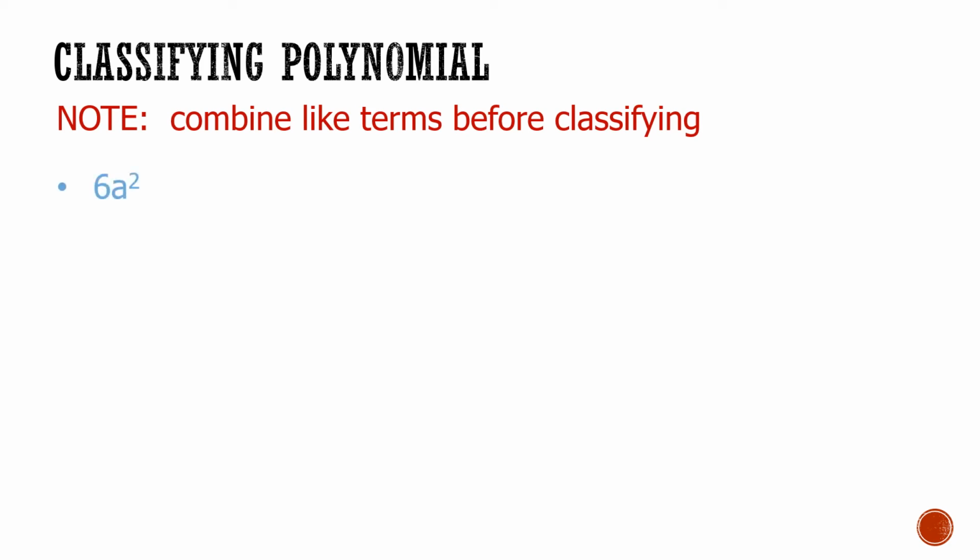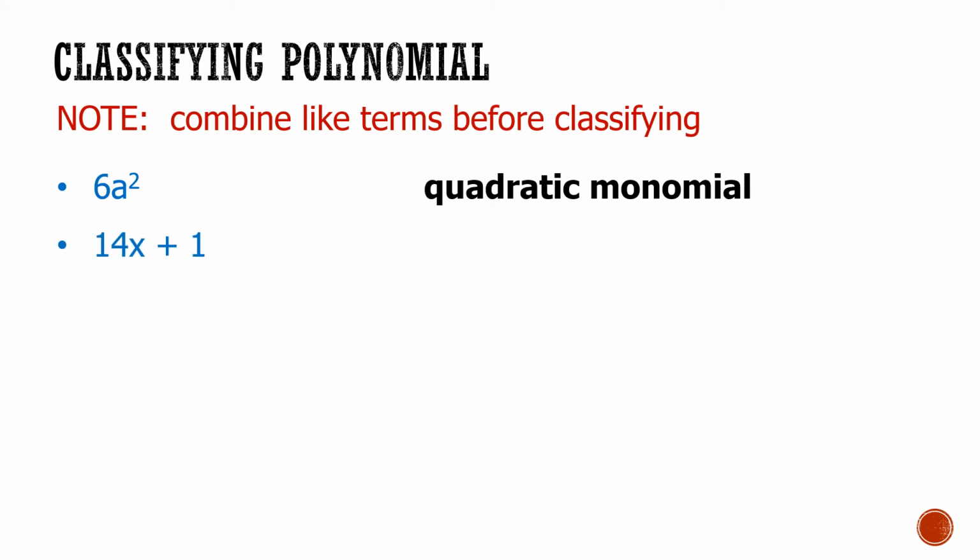Here are some examples. 6a squared. A squared is the largest degree term. It is of degree 2. There is only one term. We would call this a quadratic monomial. 14x plus 1, 14x to the first is the largest degree term. Its degree is 1 even if we don't see it. There are two terms. We'll call it a linear binomial.